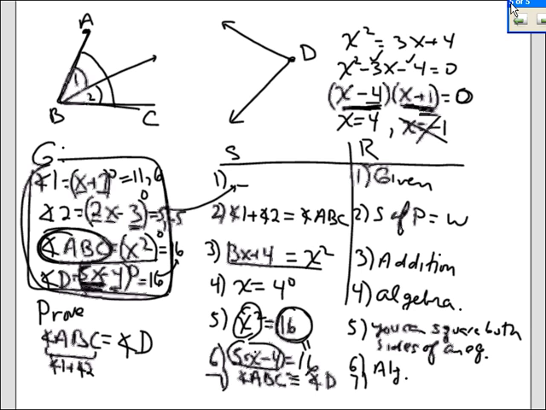7. If two quantities equal a third quantity, then the two quantities are equal. And that finishes that problem.